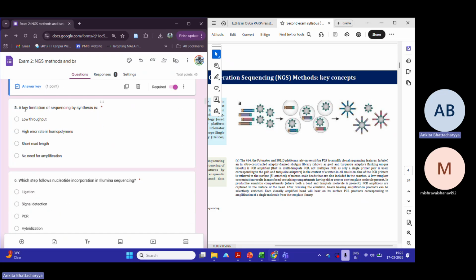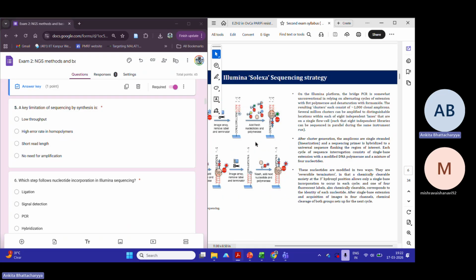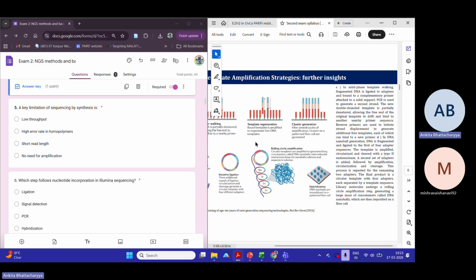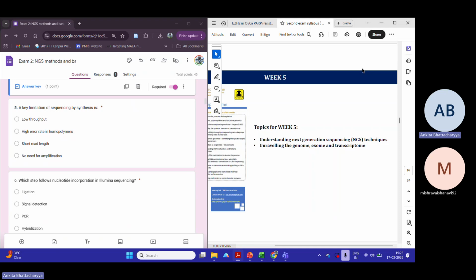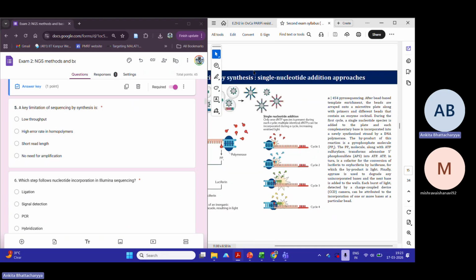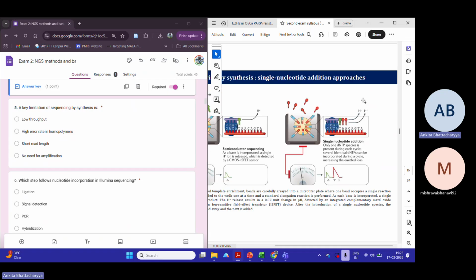A key limitation of sequencing by synthesis. So again, if we go to the slides on the right, this is where we talked about sequencing by synthesis, the four possible strategies. This we talked about template amplification. Sequencing by synthesis was started off here. We had 454 pyrosequencing, then we had the Ion Torrent strategy of sequencing, etc.